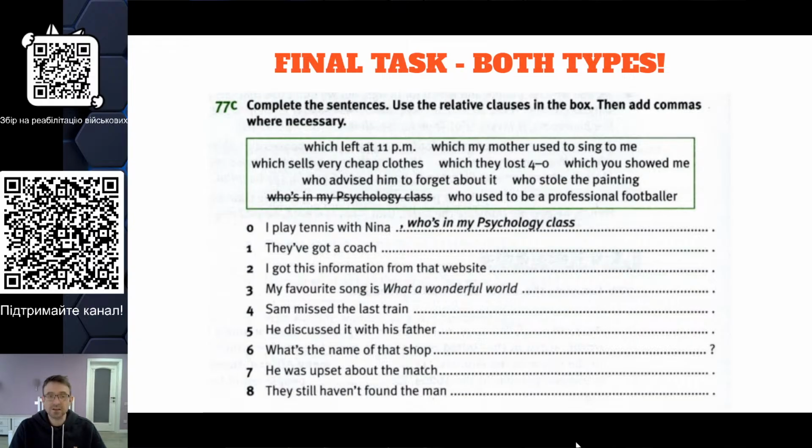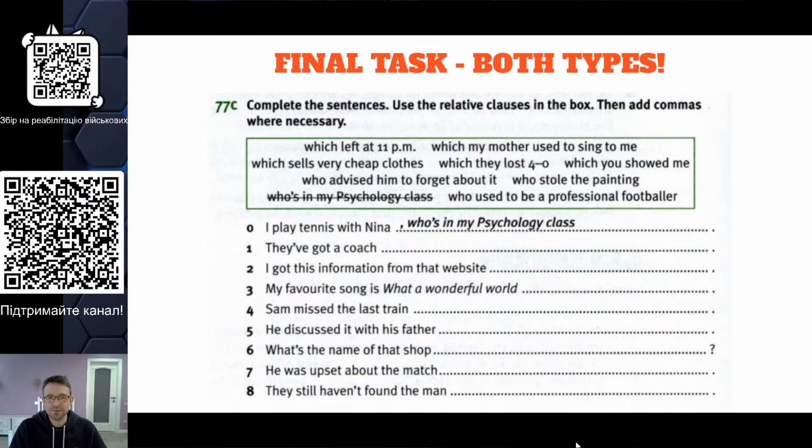Number two, I got this information from that website which you showed me. Again, no comma here, because we need to define which website we're talking about. If we just say, I got this information from that website, okay, which website? Again, I don't know which one you're talking about. It's not clear to me. So here we should not use commas, because we are giving necessary, essential information.